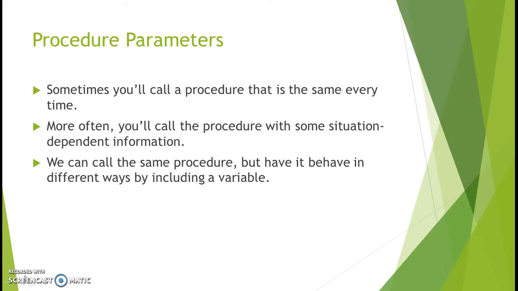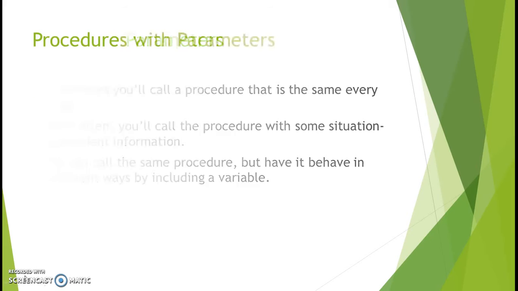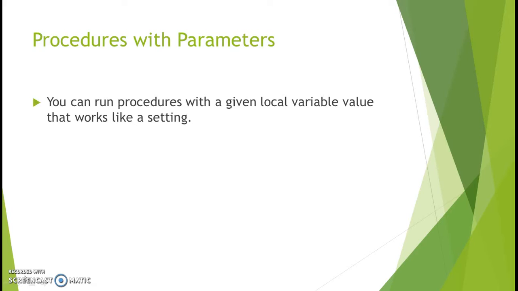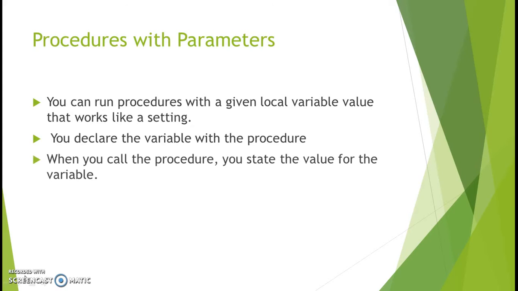So what we do is have the capacity to call that procedure, but give it a value for one or more variables such that it can use this and change its behavior. So with these parameters, we can run the procedures with a given local variable value that works like a setting. And we declare the variable with the procedure, and then when we call the procedure, we give it a value for that variable.